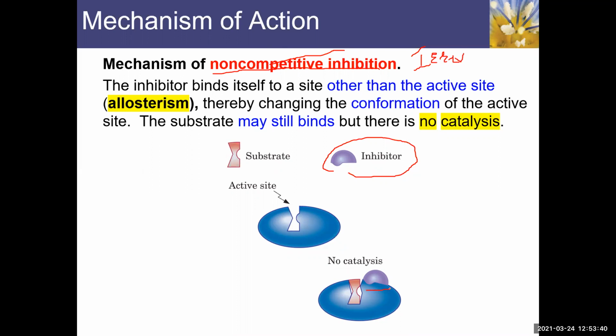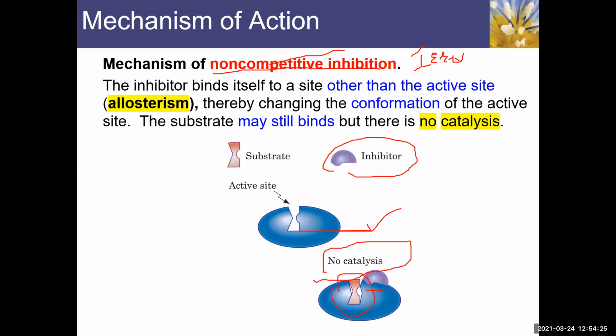But the problem is the moment the inhibitor binds, look at this. Before binding of the inhibitor, the shape was like this. But after the inhibitor was bound to a different site, not the active site, remember this, the conformation of the active site was changed. As it was changed, now no catalysis will take place. So the enzyme is of no use to us now.